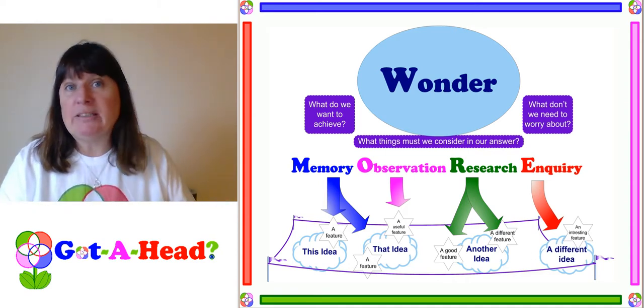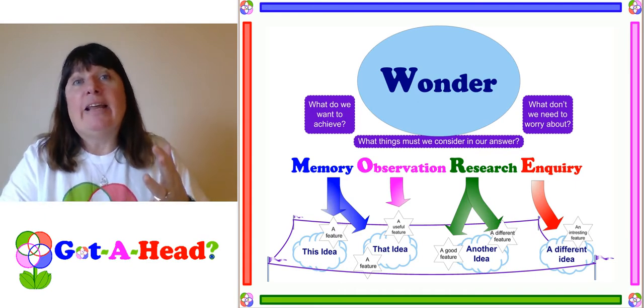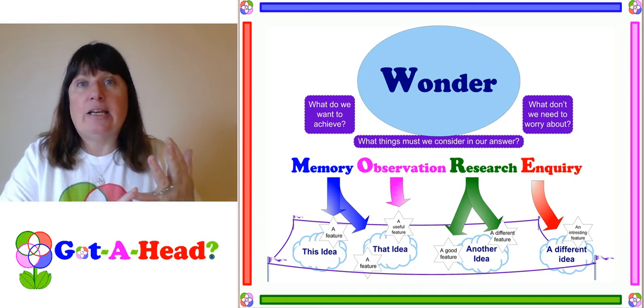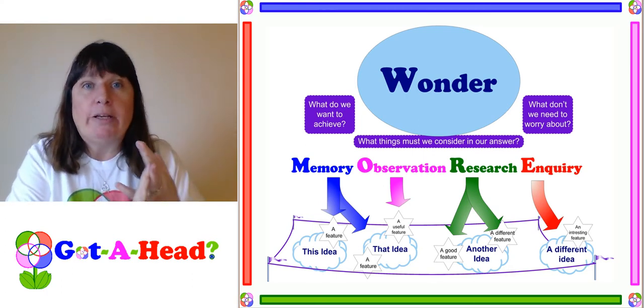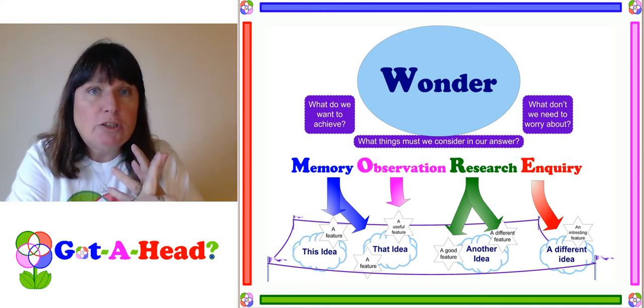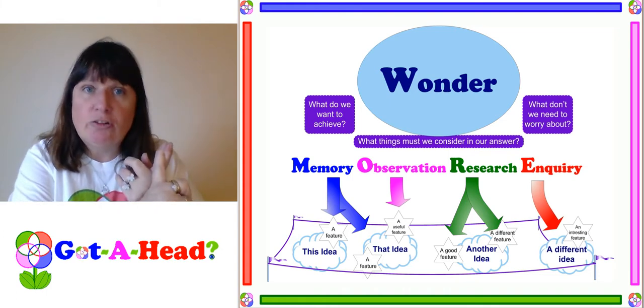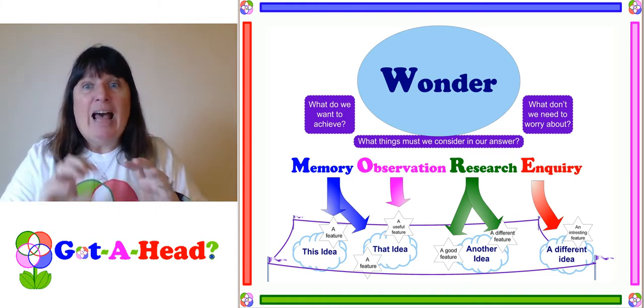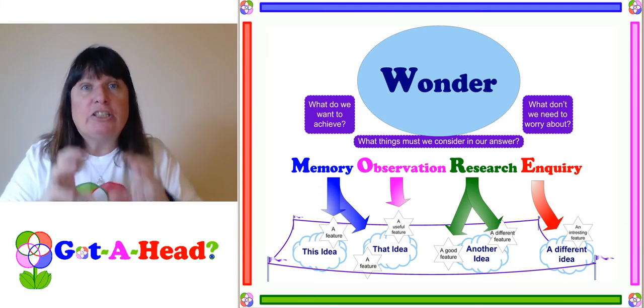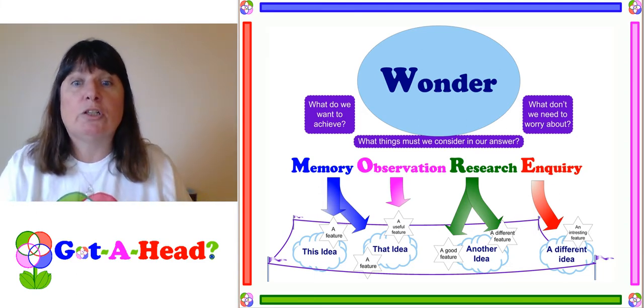What things must we consider in our answer? Well, things like is the kitchen on view? Is there a sales point? Is there an area for children to play? What kind of furniture have we got? So that's all the considerations, the qualifiers that we wanted to look at.